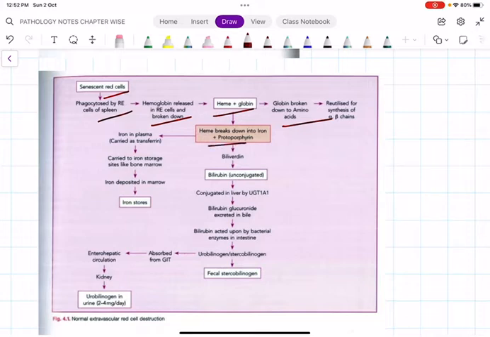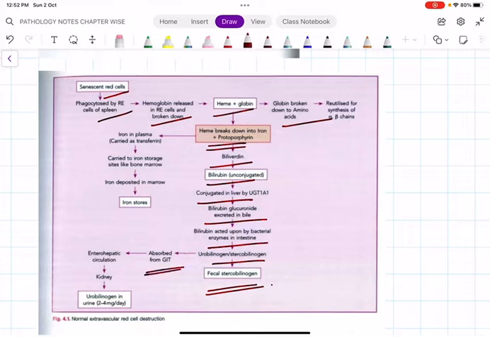Then heme breaks down to form protoporphyrin, biliverdin, and unconjugated bilirubin. The conjugation takes place in the liver. Bilirubin glucuronide will be excreted in the bile. Bile will be acted on by some enzymes in the intestine to form urobilinogen and stercobilinogen. Stercobilinogen is responsible for the color of the feces, and the urobilinogen will be absorbed from the GIT and reaches the kidney, where urobilin is responsible for the pigmentation of the urine.